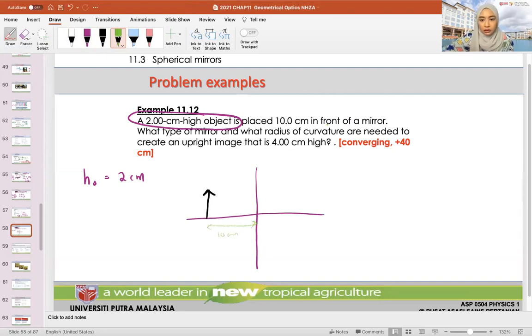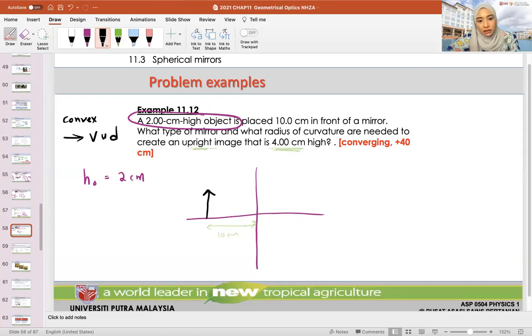Okay, 10 centimeter. What type of mirror and what radius of curvature are needed to create an upright image that is 4 centimeter high? Upright image that is 4 centimeter high. So again, kita nak tahu dia concave ke convex kan? So convex, kita dah tahu dia akan bagi kita virtual, upright and also diminished.